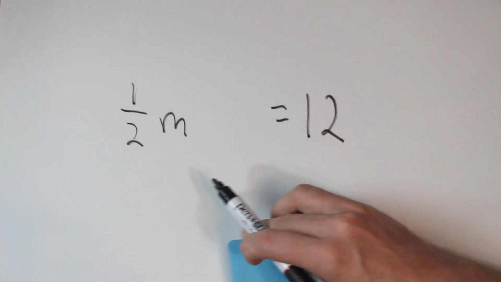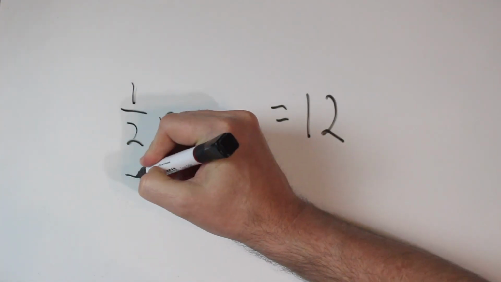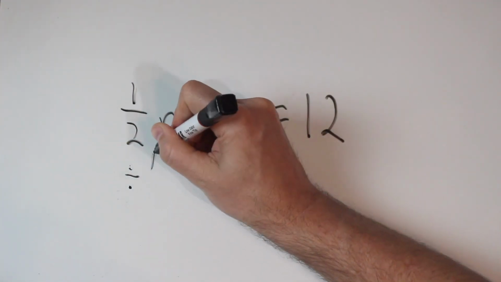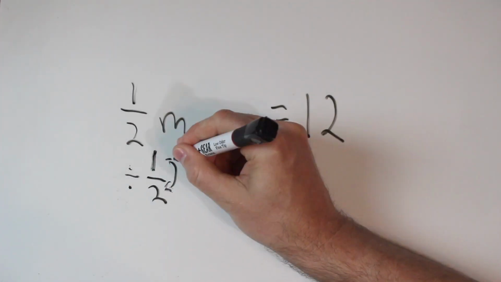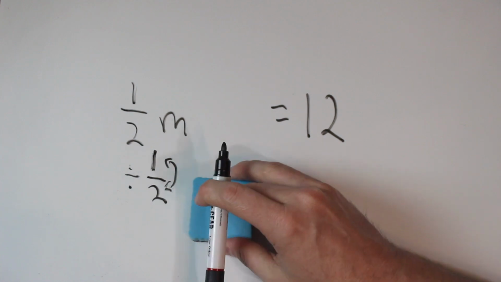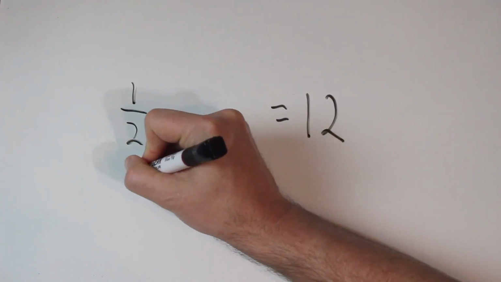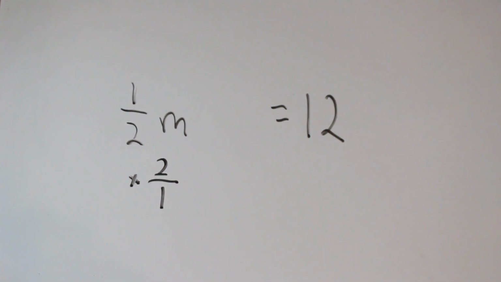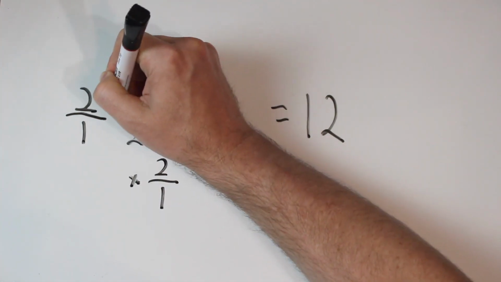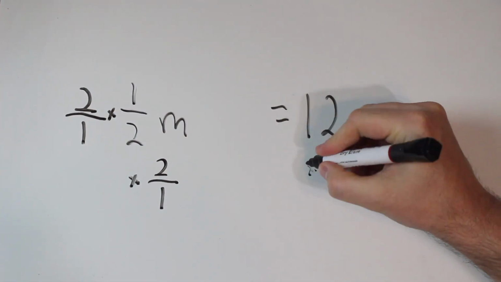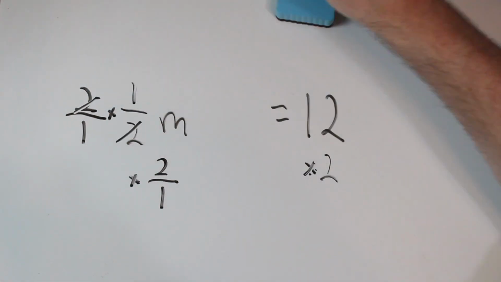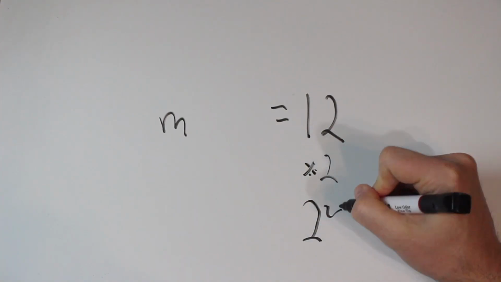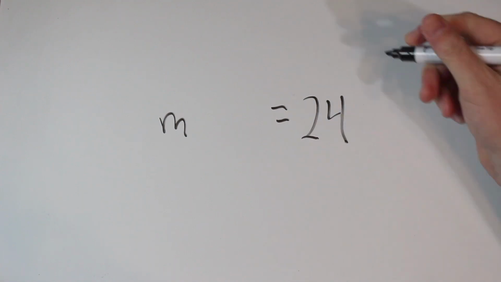So in our problem up here, we're dividing by 1/2. But we can change the division into multiplication if we flip the fraction on this side of the division sign. So we discovered that dividing by 1/2 is the same as multiplying by 2. So let's do that to both sides of the equation. That's going to be much easier. 2 times 1/2 times m equals just m. 12 times 2 is 24. And there's our answer.